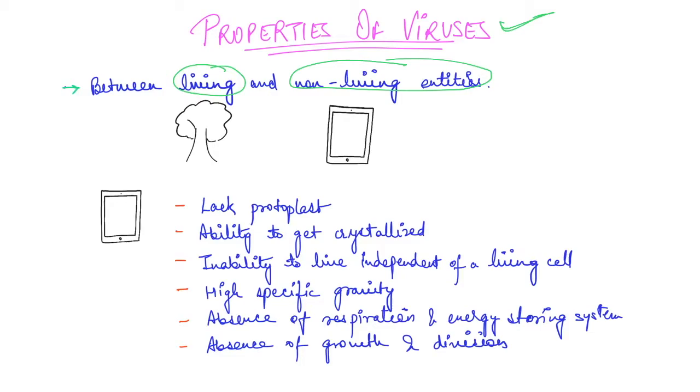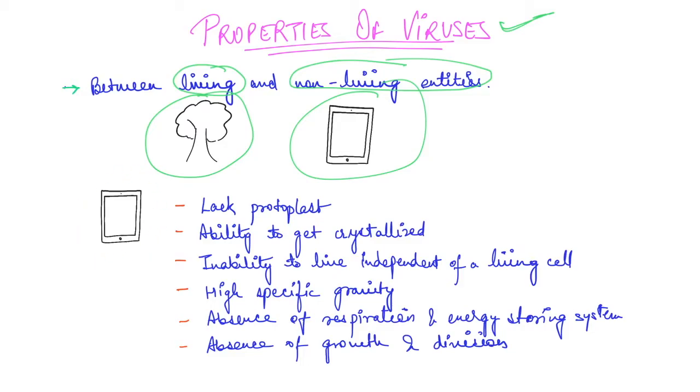Like living entities, like we have plants, we have animals, and non-living entities like our mobile phones that we use in our daily lives. So how is it different? How is it different from living and non-living? We'll study it point wise. So we'll start with the non-living entity.